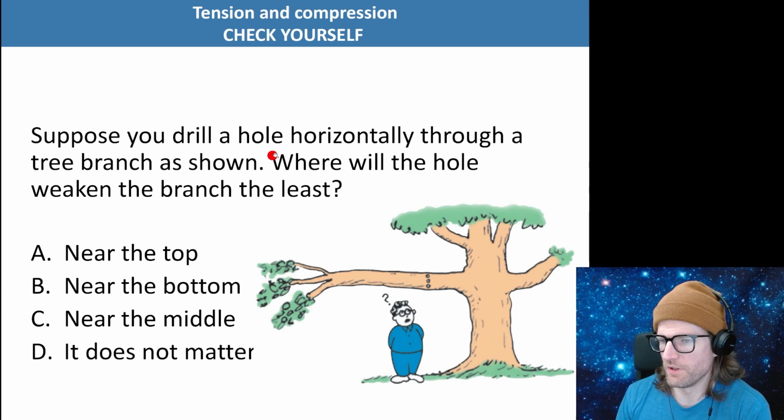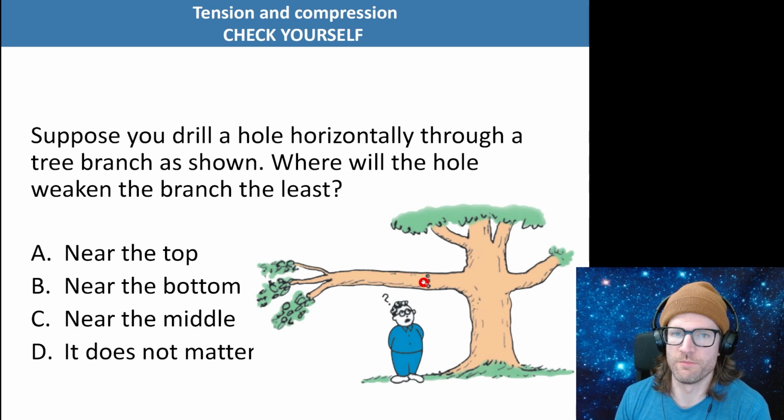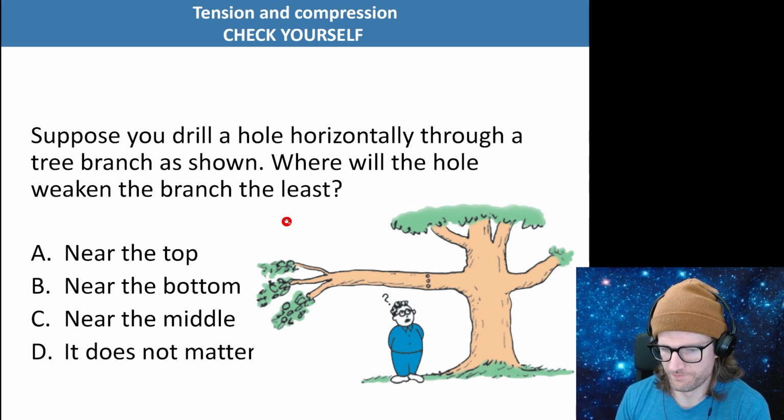Okay, suppose you drill a hole horizontally through a tree branch as shown. Where will the hole weaken the branch the least? Well, that's in the middle. The middle doesn't change much. It's the top and the bottom that feel extension or compression. So we want to do it in the middle.